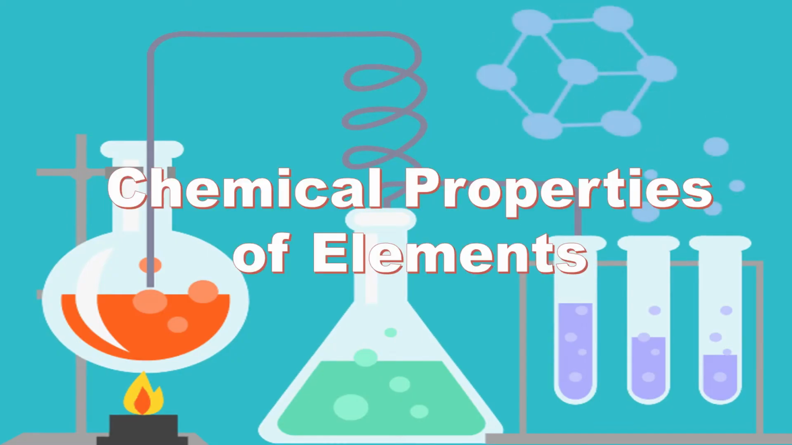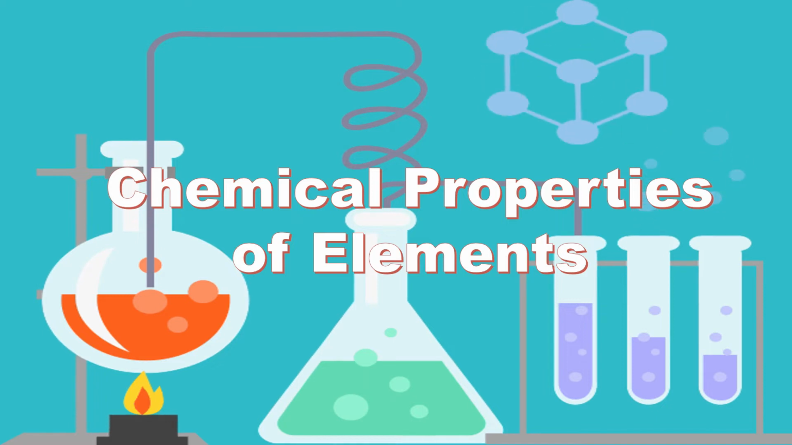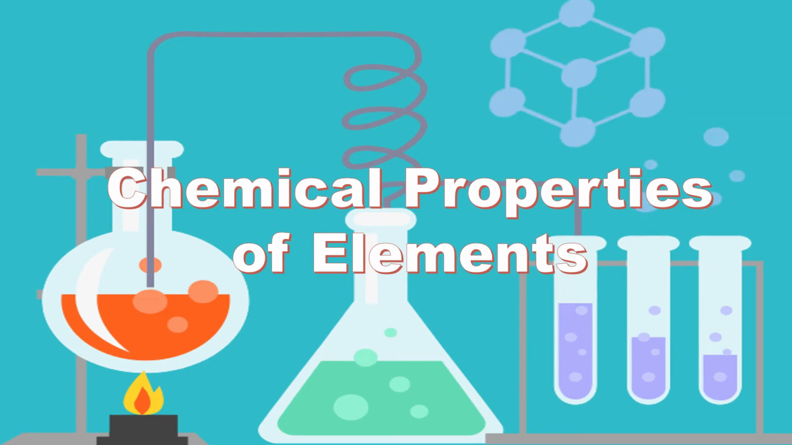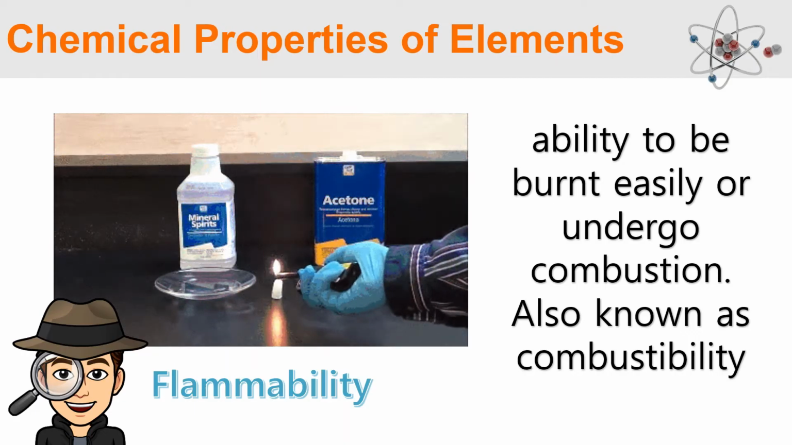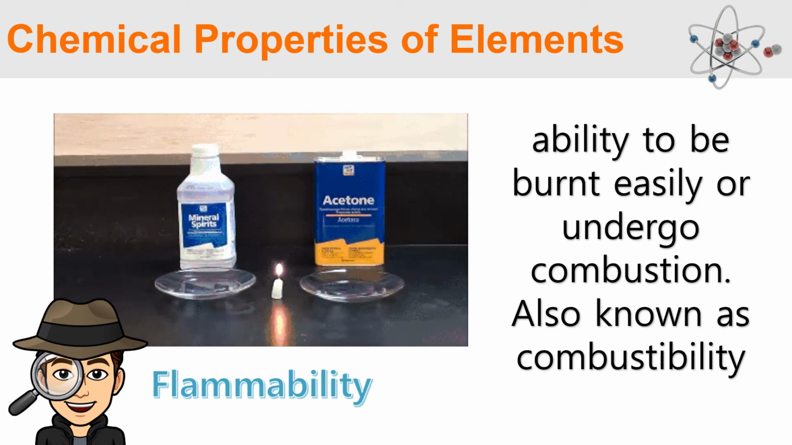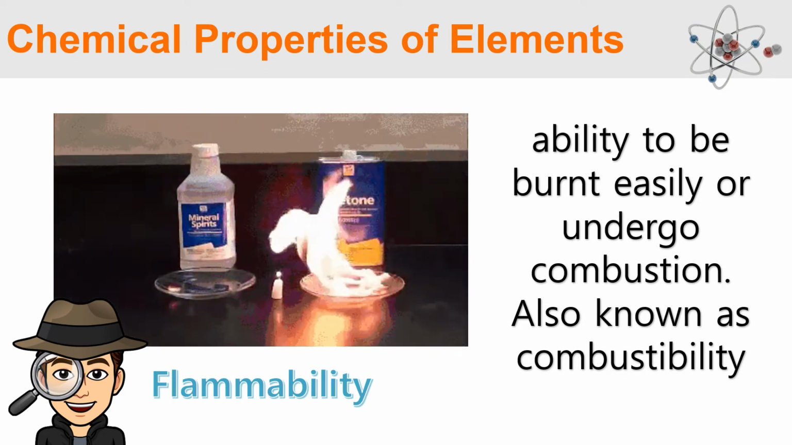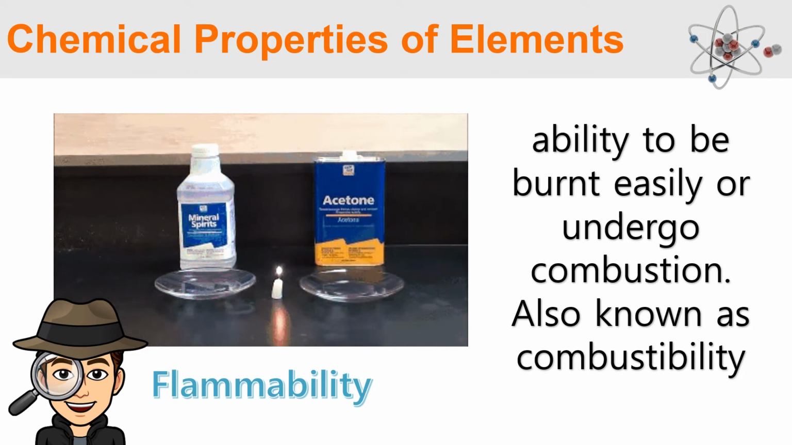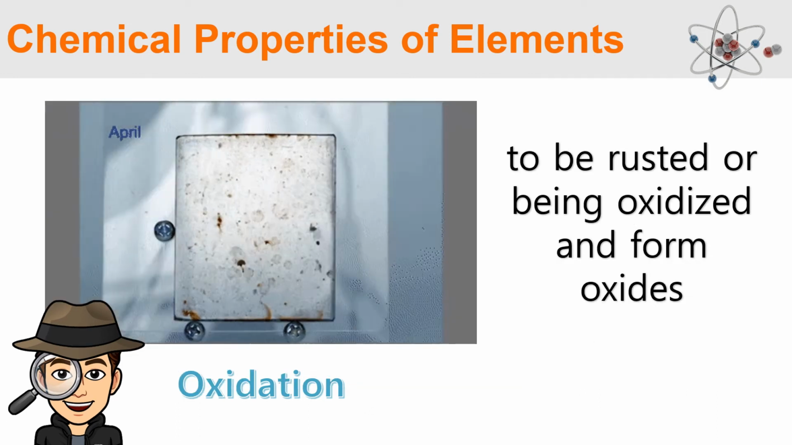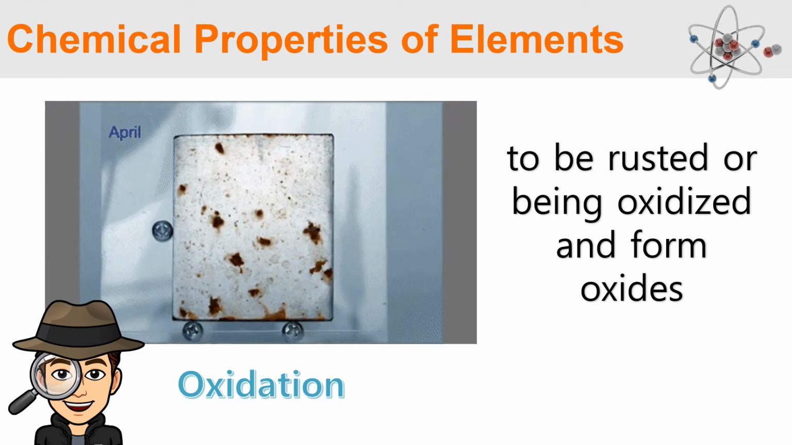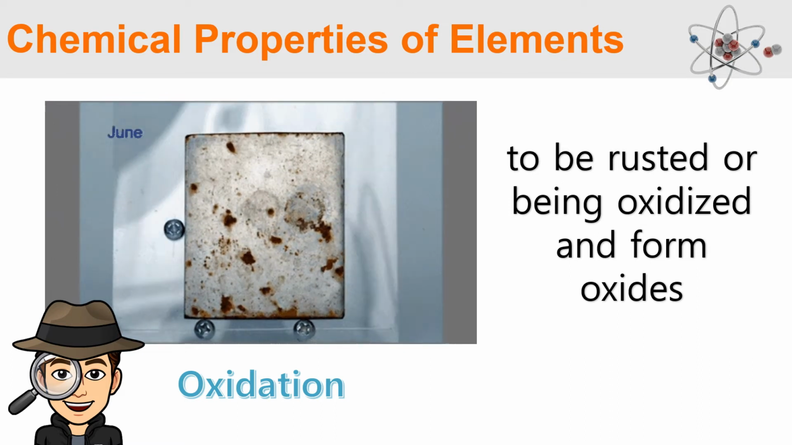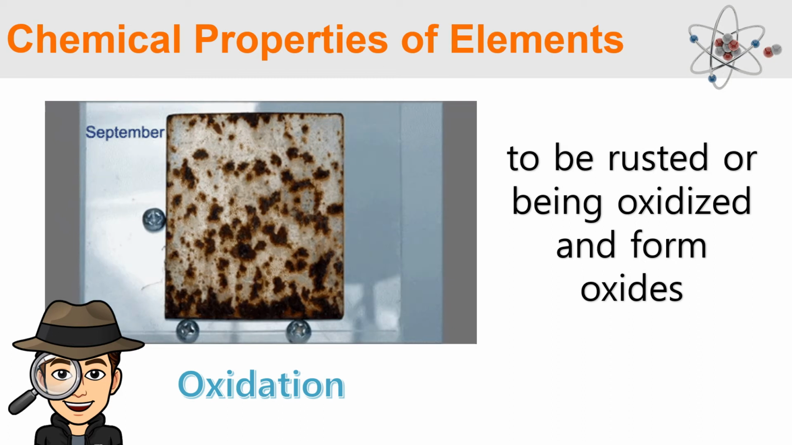Now let's proceed with the chemical properties of elements, meaning these are the properties of elements which cannot readily be observed just by using the human senses. The first chemical property of elements is known as combustibility or flammability. This refers to the ability to be burnt easily or undergo combustion. Another chemical property of elements is oxidation. Oxidation refers to rusting or being oxidized and forming oxides.